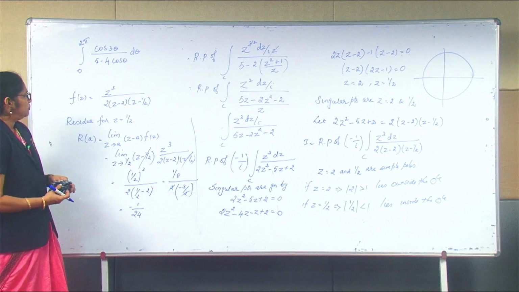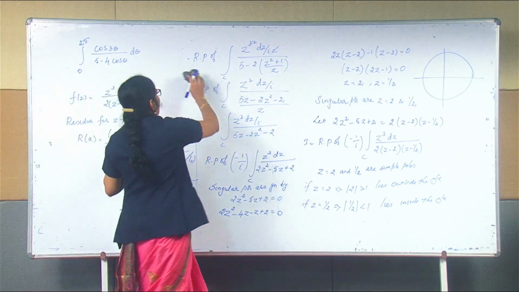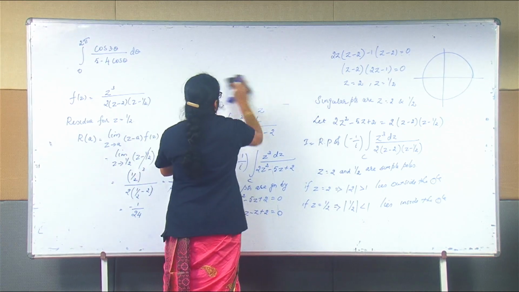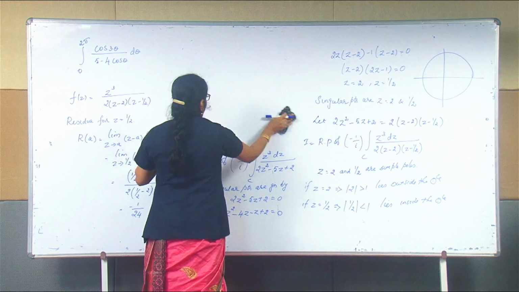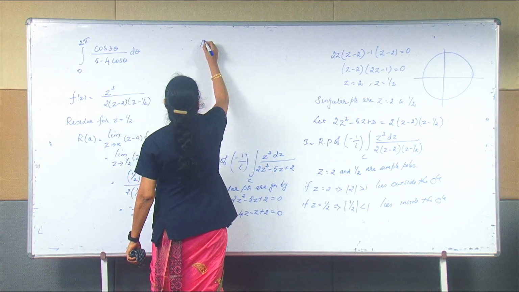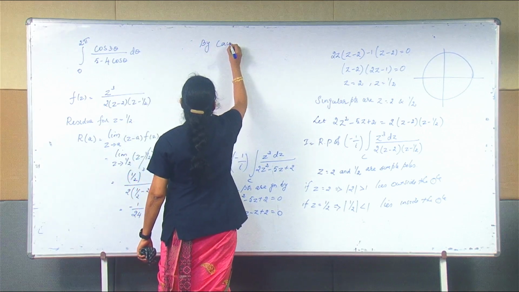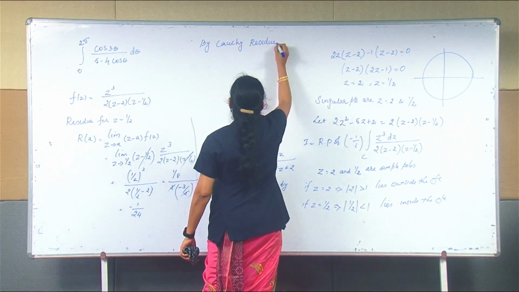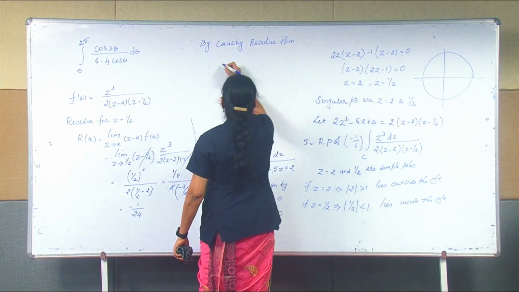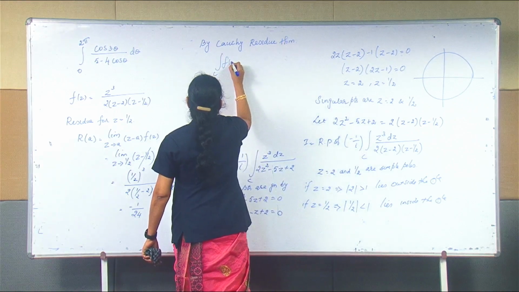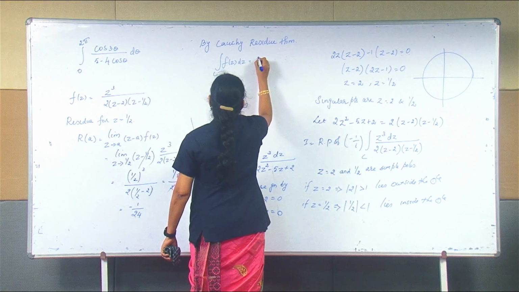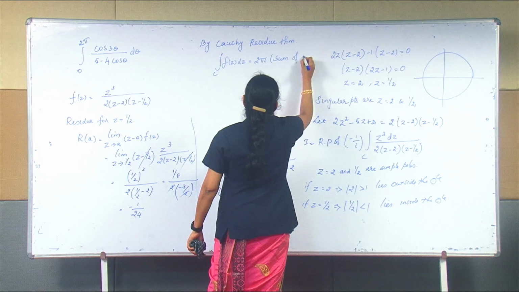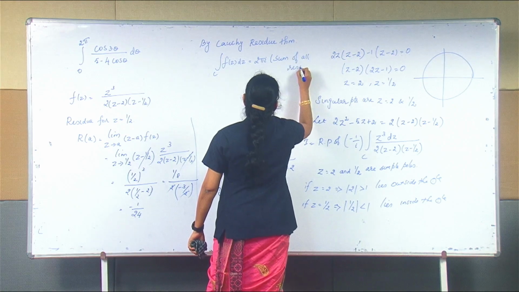Now, after finding the residue value, we should apply the Cauchy residue theorem. So by Cauchy residue theorem, what is the Cauchy residue theorem? Integral over C f of z dz equal to 2 pi i into the sum of all residues.